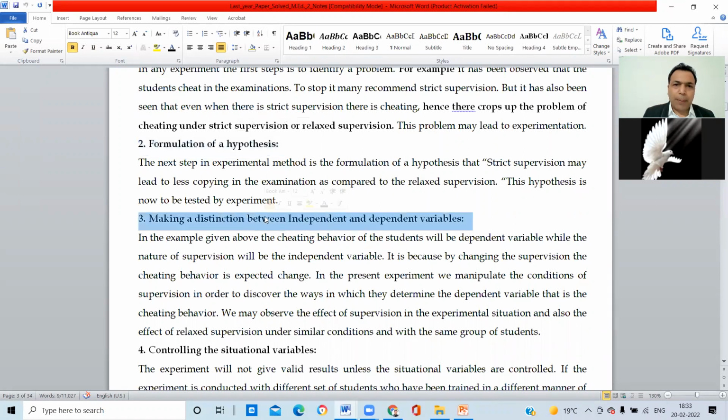The third is make distinction between independent and dependent variable. When you select any topic, then you have to choose what is the dependent and what is the independent variable. For example, too much smoking affects health, right? So in this, you have to choose what is a dependent variable and what is an independent variable. You have to take according to the context of your topic, right?